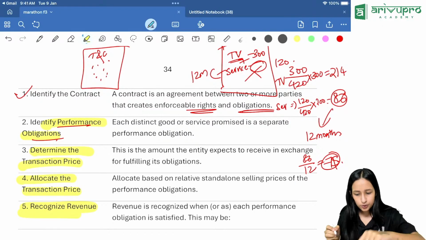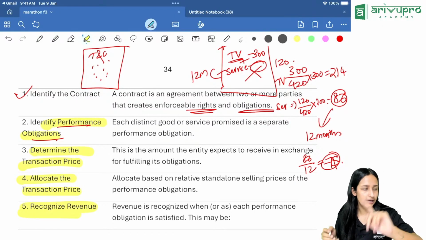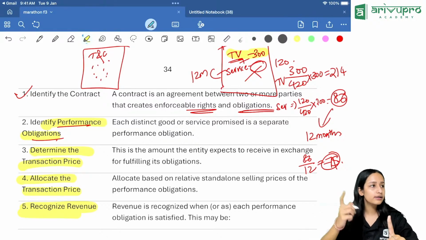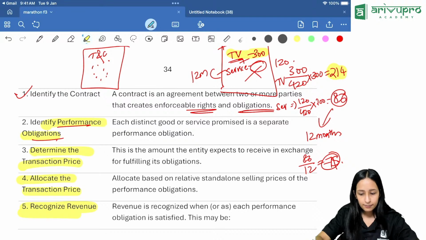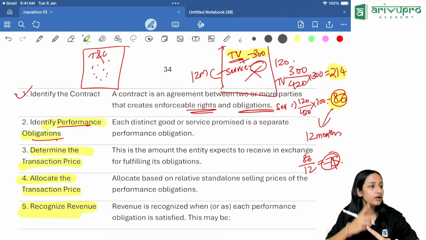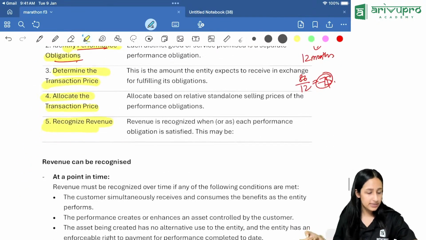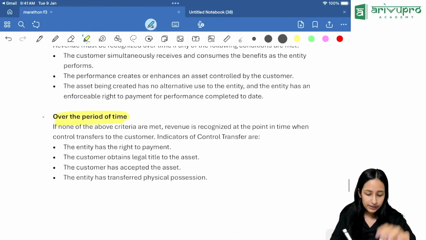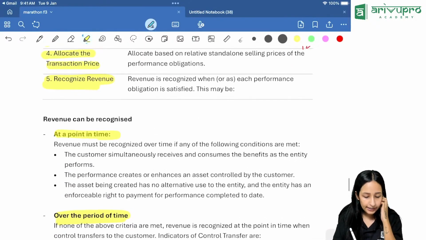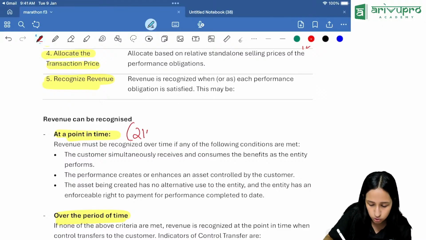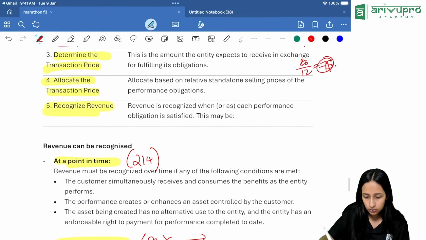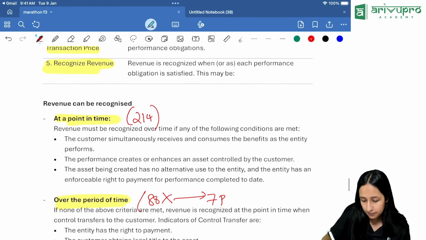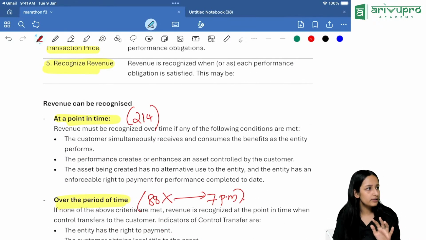And finally, I showed you how to recognize revenue in this scenario. For the TV, immediately you can recognize this particular 214. But this 86 will be done on a going basis, that is, over a period of time. TV at a point in time, you can recognize 214. This 86 you cannot recognize immediately. You'll have to recognize 7 per month. Got it? That is at a point in time and over the period.